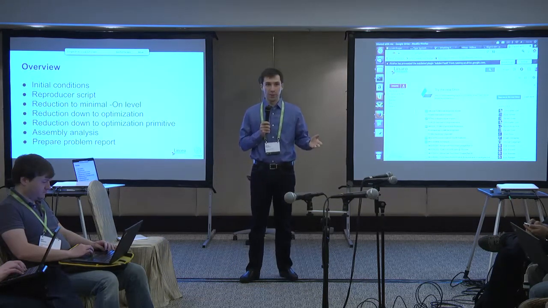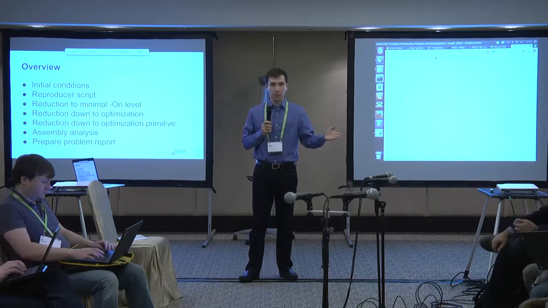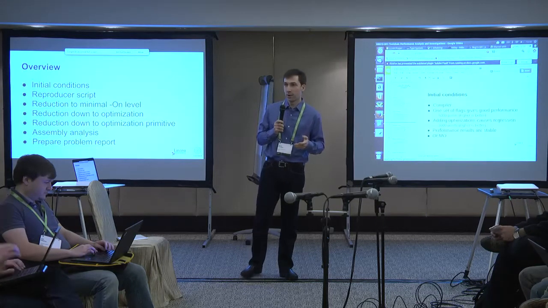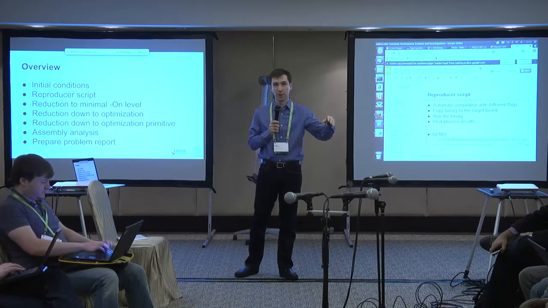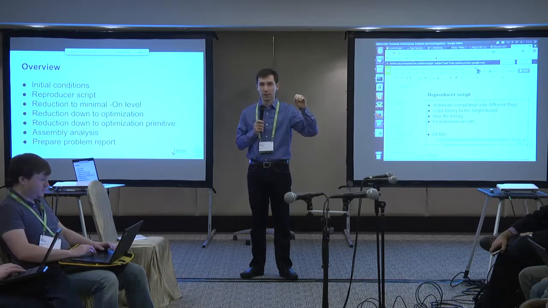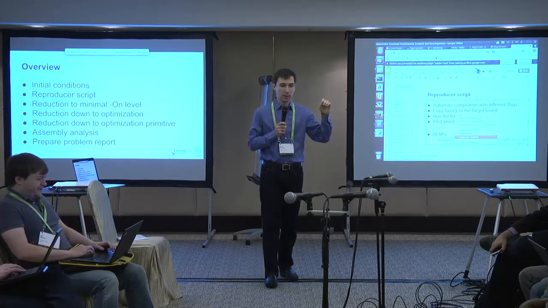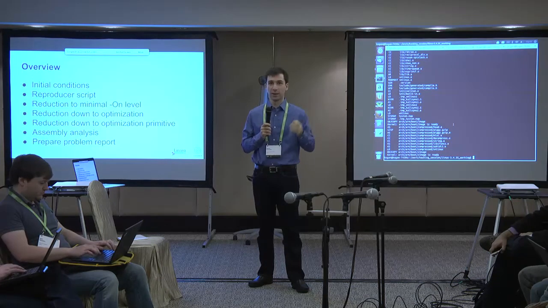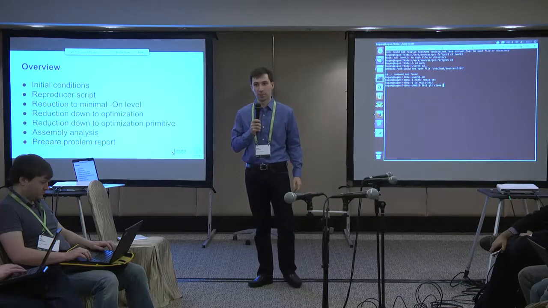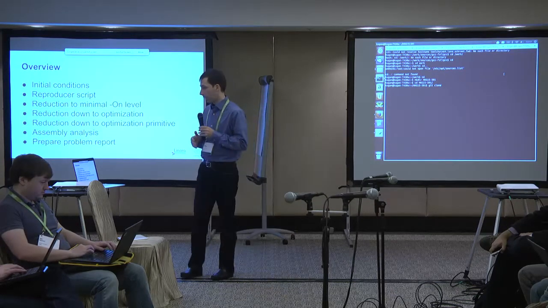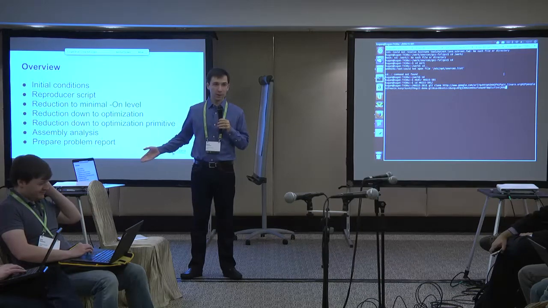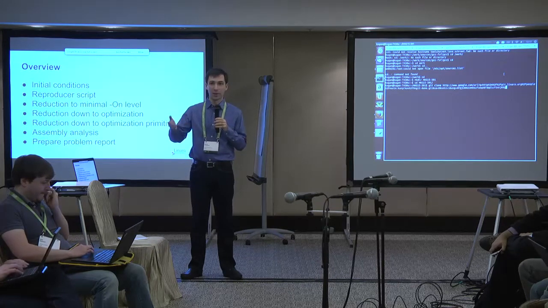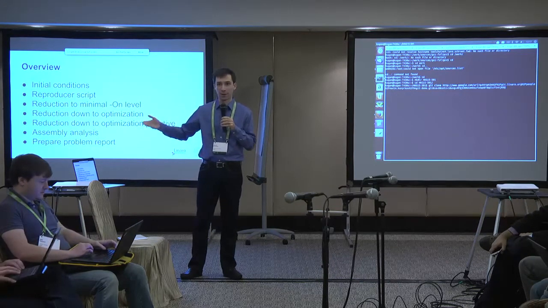We're going to look at how to make a reproducer script, reduce the problem to the minimal -O optimization level, then down to specific optimization, then down to specific instance of the optimization. And then we are going to try and figure out how the compiler can avoid the problem and generate better code. And finally, we will go through the checklist of what, as a compiler user, you can give to the compiler developer so that the developer can go ahead and improve the compiler and the toolchain.